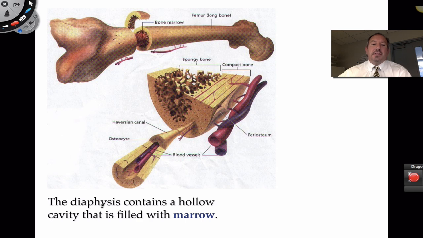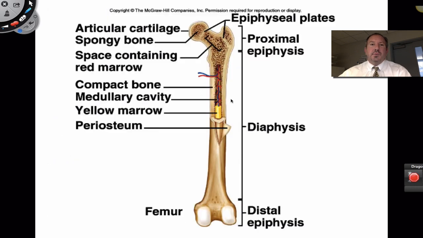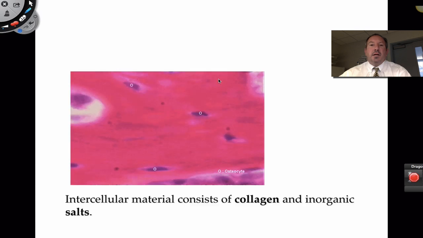So the diaphysis is hollow, though it contains marrow inside, as I was mentioning before. Again, a similar picture, but here you have the yellow marrow. You have lots of blood vessels. So if the bone's ever fractured, it's easy to repair because there's a lot of great blood supply. So that's a characteristic of bone. There's a tremendous amount of blood supply to the bone.